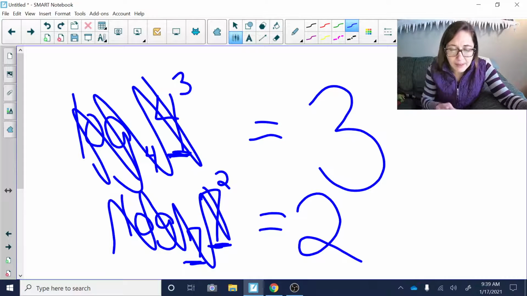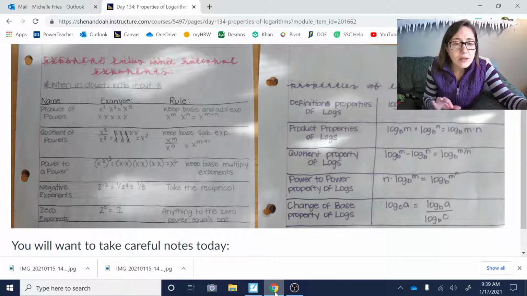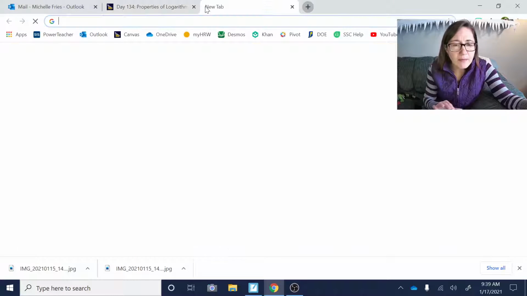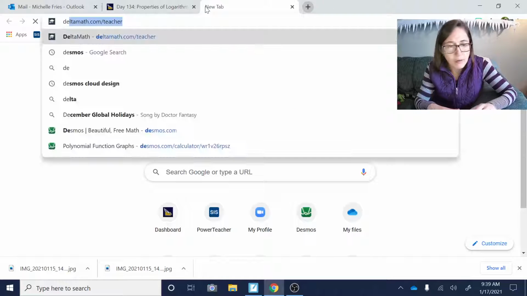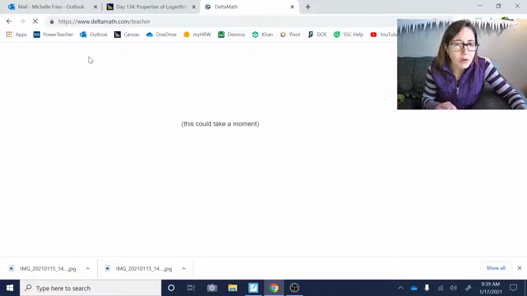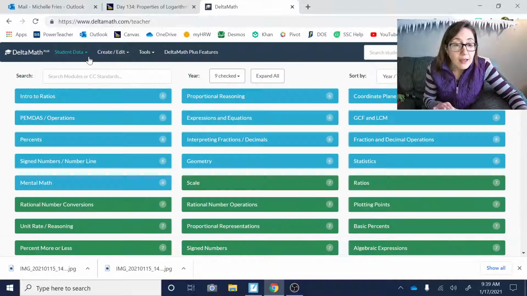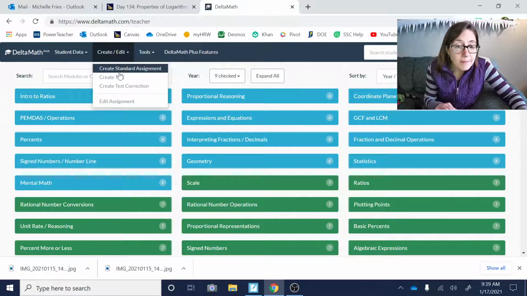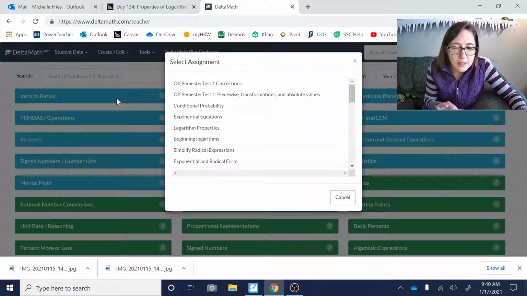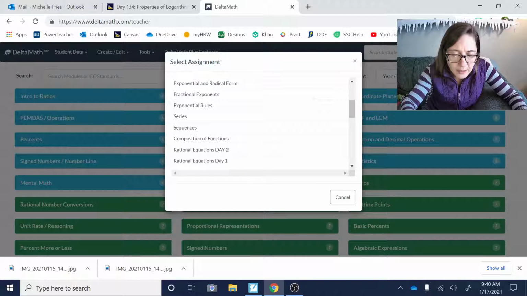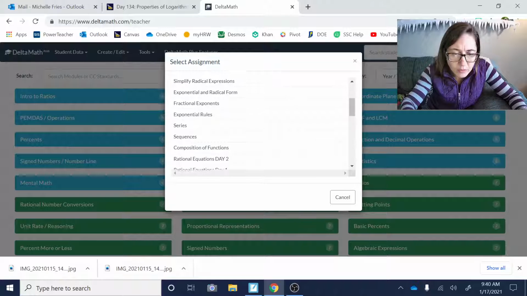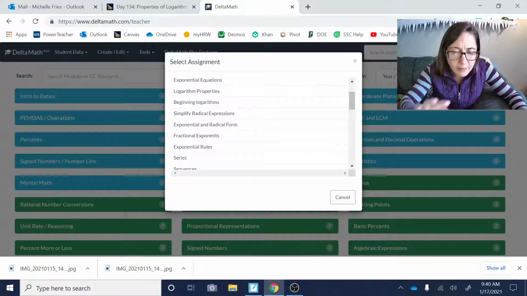Let's see. I would like to do some sample problems with you on Delta Math from these. So let's look that up real quick. I'll just go through some that you might be seeing today. Which one are we doing today? Logarithm Properties. That one's it.